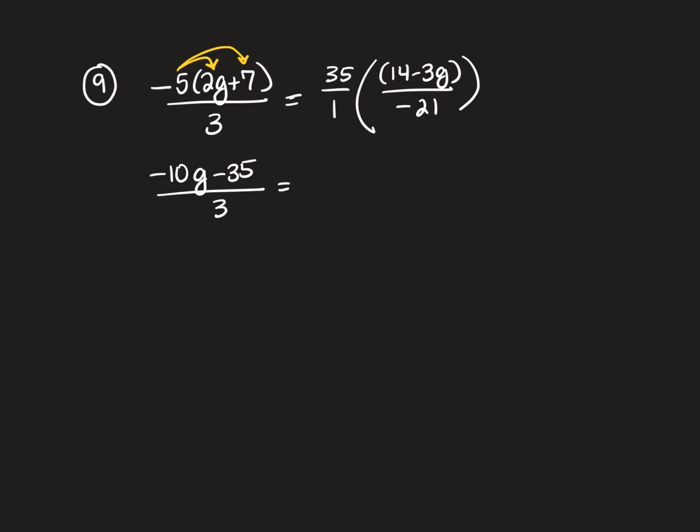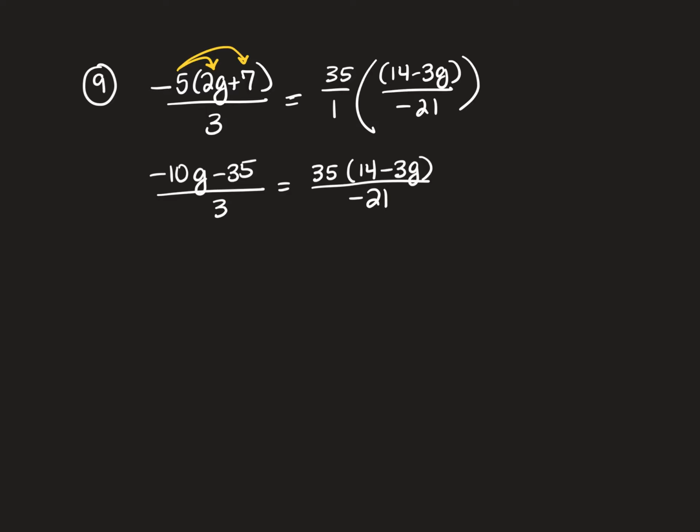Now, you're probably going to kind of laugh at me when I do this, but I'm not going to actually distribute the 35 yet. Well, Mrs. Kopp, you just distributed the negative 5. You're right, I did. But here's why. So I notice that the two denominators in this fraction are common in some way, right? I mean, I could multiply this 3 by 7 and get negative 21.